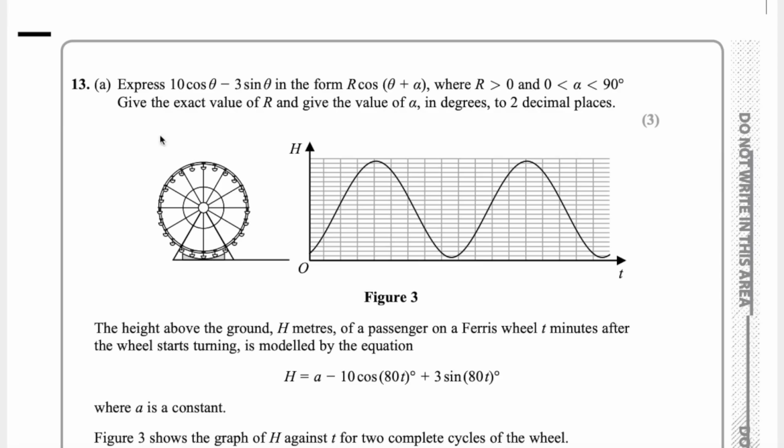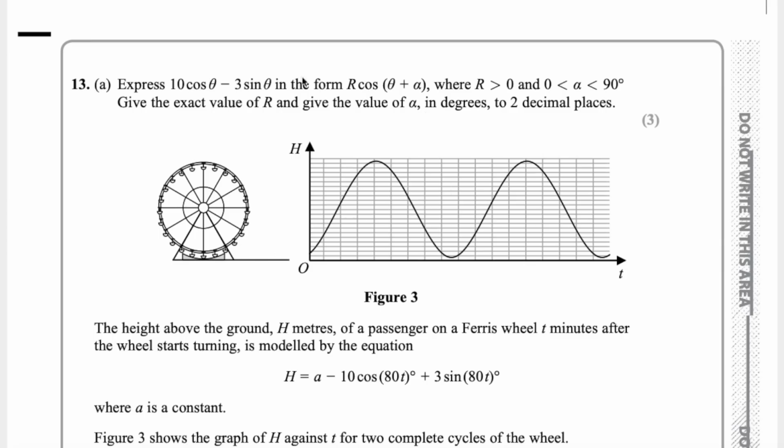Question 13 part A says express 10 cosine theta minus 3 sine theta in the form r cosine theta plus alpha, where r is greater than 0 and alpha is between 0 and 90 degrees. Give the exact value of r and give the value of alpha in degrees to 2 decimal places.